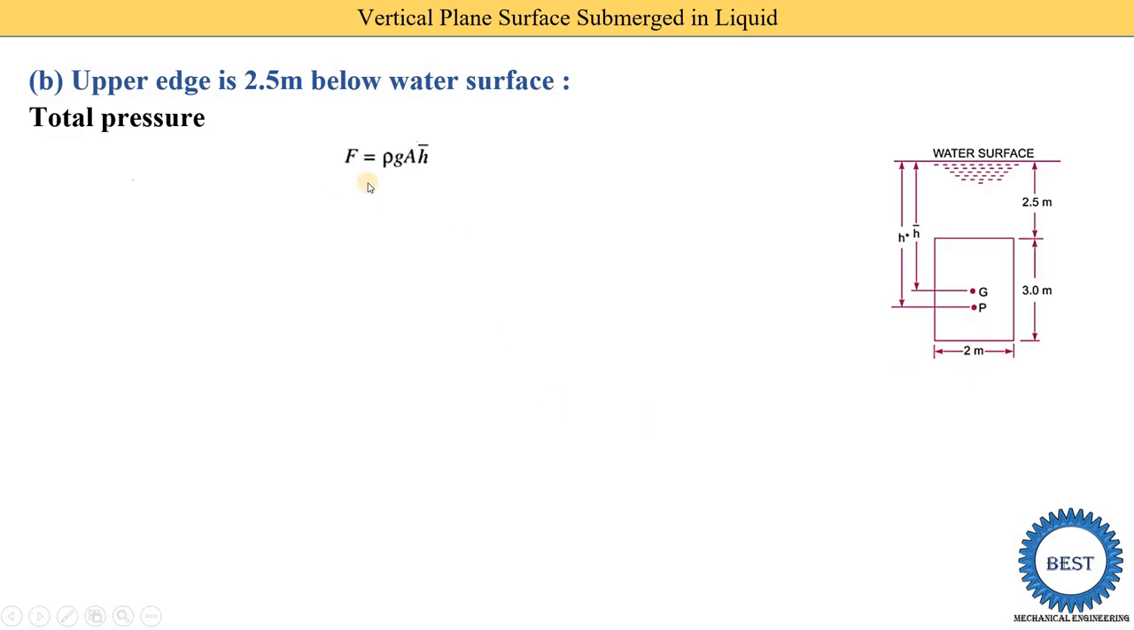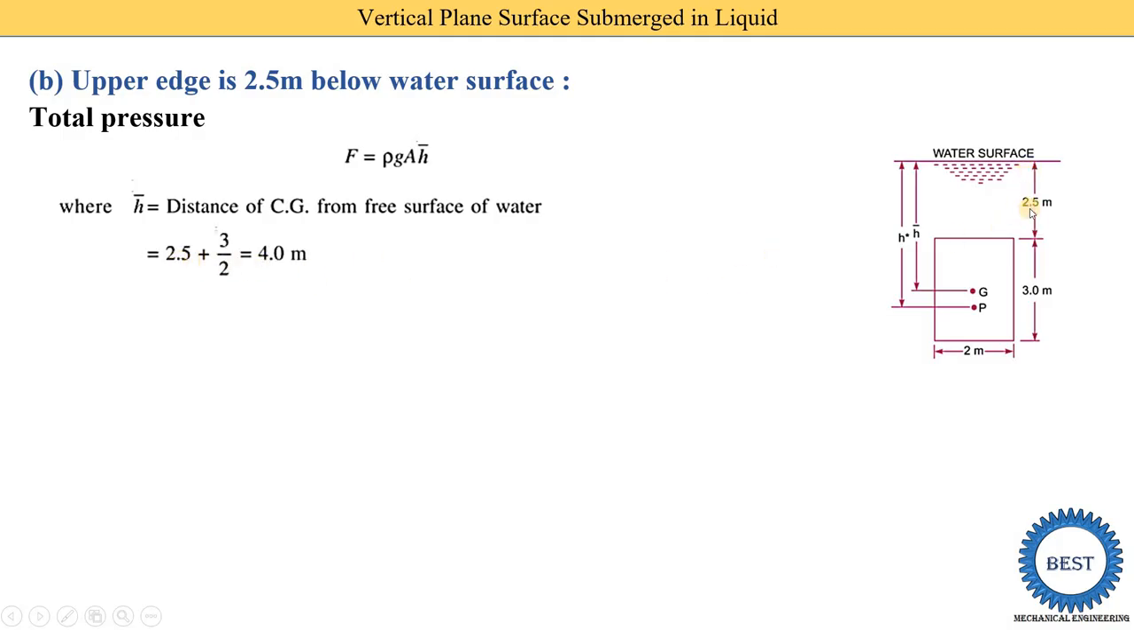The equation of F is the same whatever the case, that is rho G A into H bar. Here we already know rho is 1000, G is 9.81, A is 6 meter square, that is 2 into 3. But here H bar is changed. So what is the value of H bar? From the surface to the G point the distance is 1.5 meter, and this height is also added. So 1.5 plus 2.5, H bar is 4 meters.